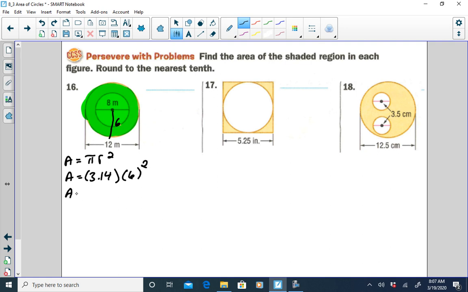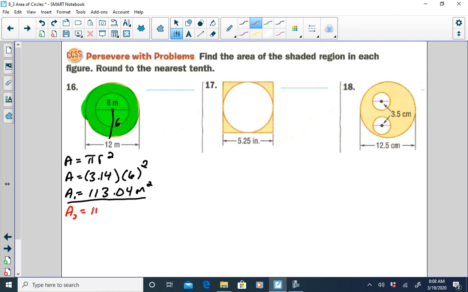So the area of the entire circle is 113.04, and those are square meters. That's the area of the entire circle. Now I'm just going to underline that area there. Let's call that area 1. Okay, now we're also going to have to find the area of this inside circle here. We're going to call that area 2.